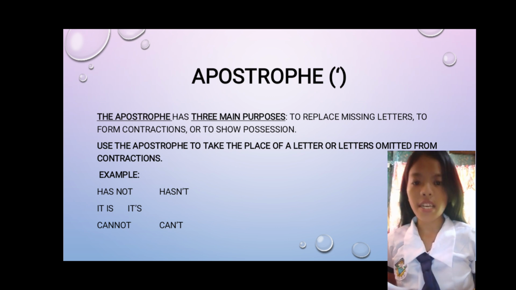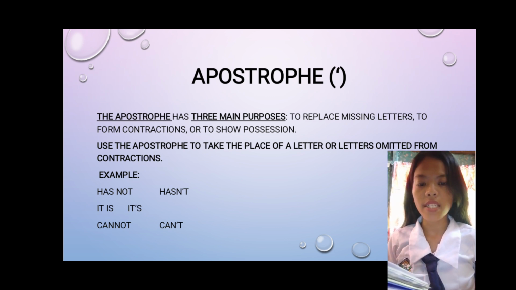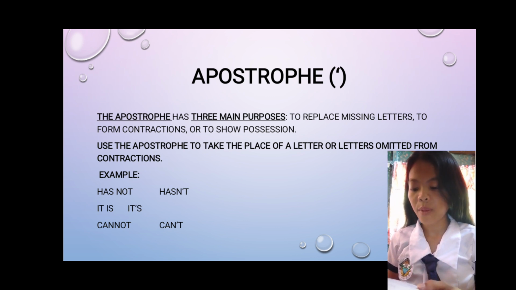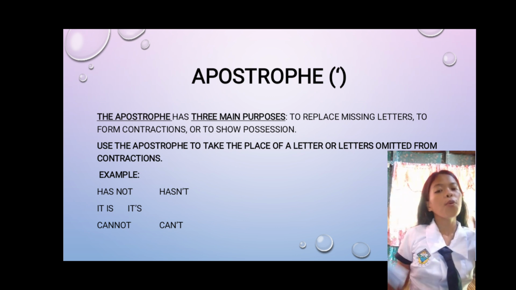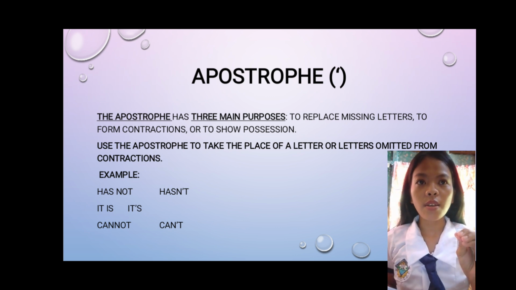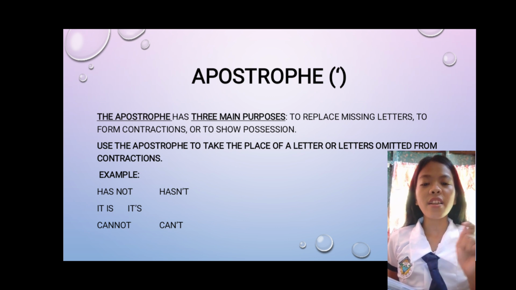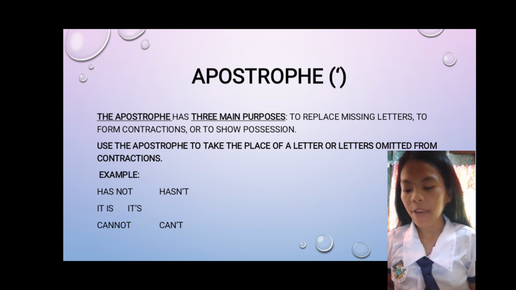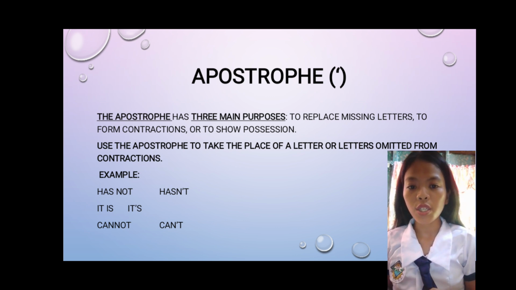So, apostrophe has three main uses. Number one is contractions. It is to show where letters have been omitted in a contraction. The example of this one is cannot. When you say contractions, cannot can be shortened into can't. So, instead of cannot, to shorten the word, you can use can't, C-A-N apostrophe T.